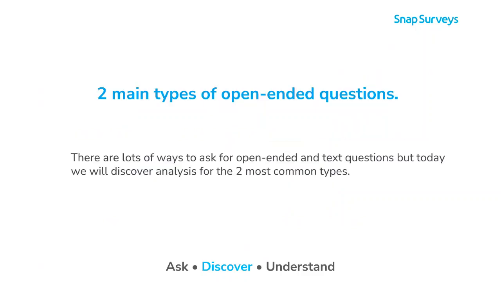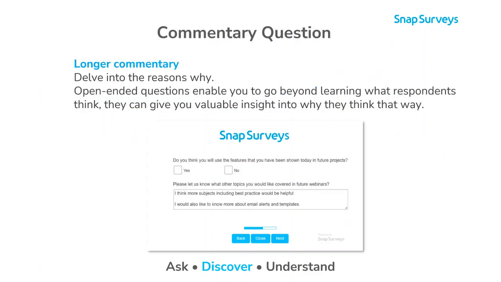So there are two main types of open-ended questions that we're going to talk about today. There are lots of ways to ask open-ended questions, but the two most common types are a longer commentary question. A longer commentary question lets you look a bit deeper. These questions are a deep dive into reasons why and how, and what these open-ended questions enable you to do is to go beyond knowing what they're thinking and to understand why they're thinking it, for example. So these might be quite lengthy. Quite often people don't put any kind of character limitation on this type of longer commentary question.